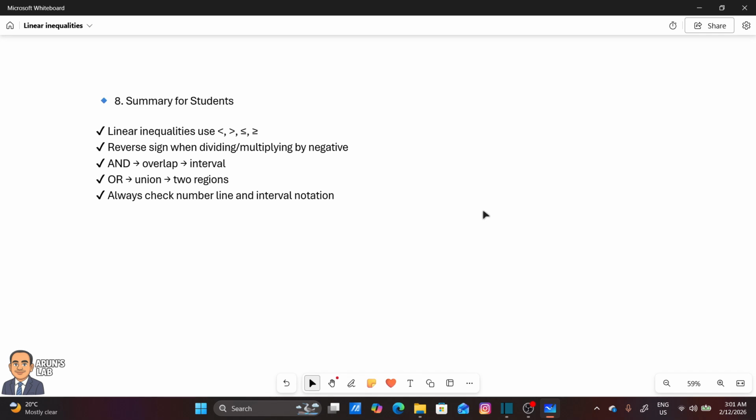Next is AND and OR, which we already discussed. AND means the overlap of intervals, and OR means union, two regions together. Always check the number line and interval notation. This is a tip: always check the number line and interval notation to make sure your answer is proper and correct. And don't forget to check your answers by substituting any one of the x values back into the original inequality. So that's it.